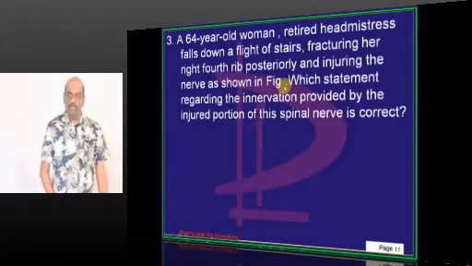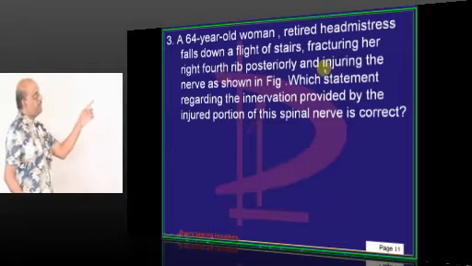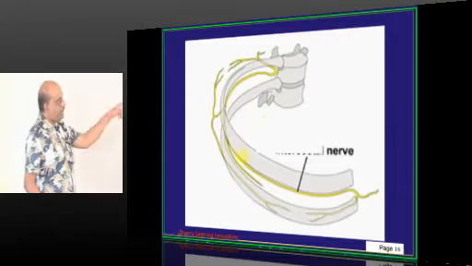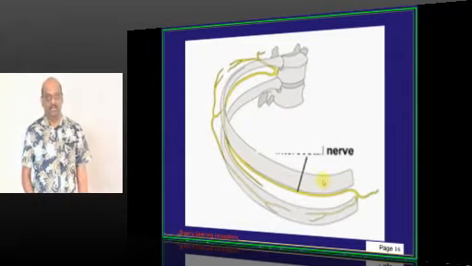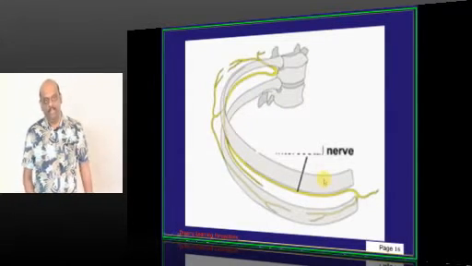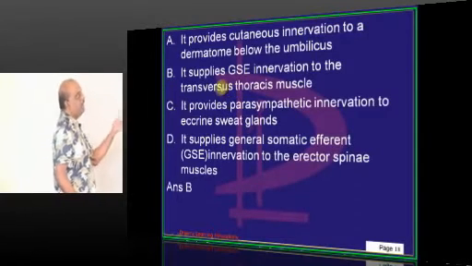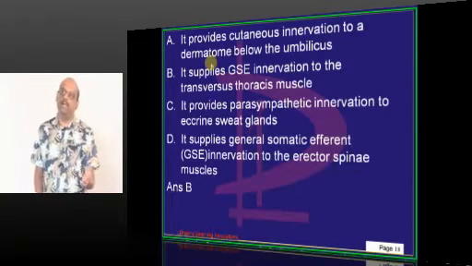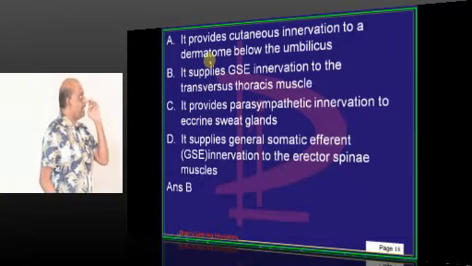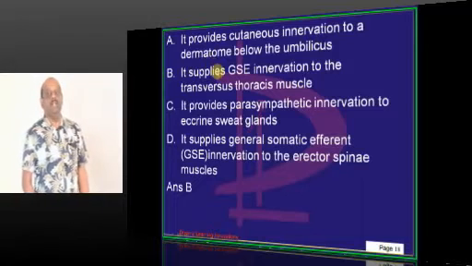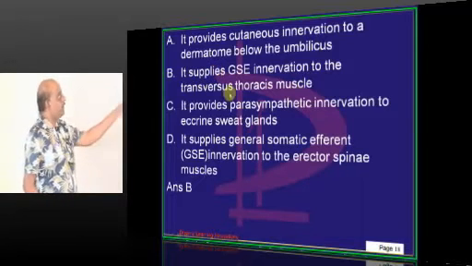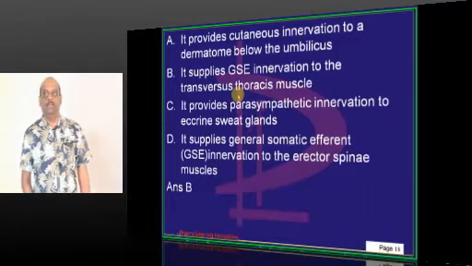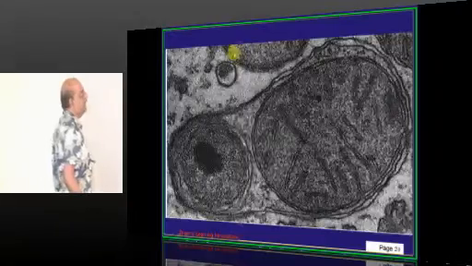A 64-year-old retired headmistress fallen down, fracturing her right fourth rib, as what you can see, the intercostal nerve which passes along the lower border of the rib. And what is the innervation which is from the intercostal? It supplies the general somatic efferents to the transversus thoracis muscle of the thorax is what you need to basically appreciate.